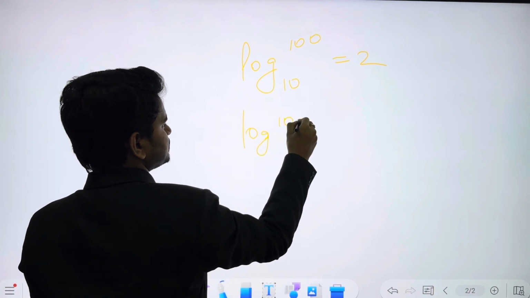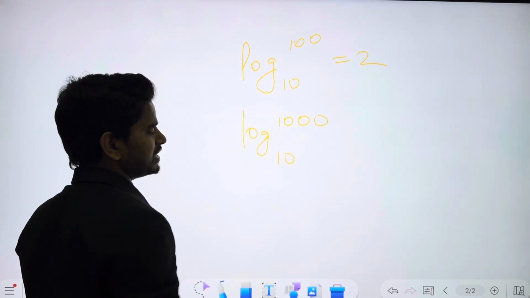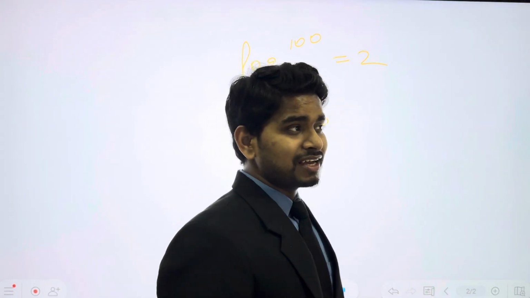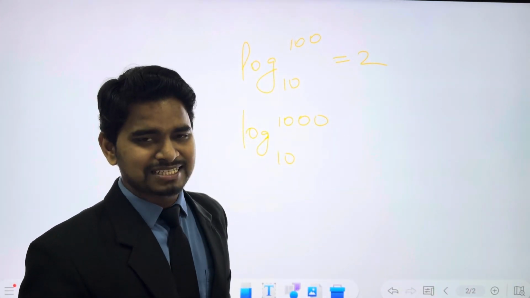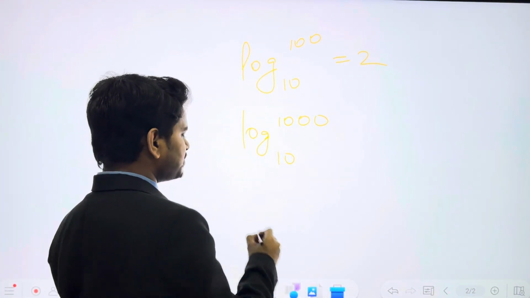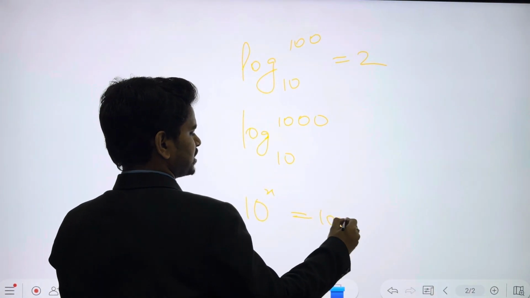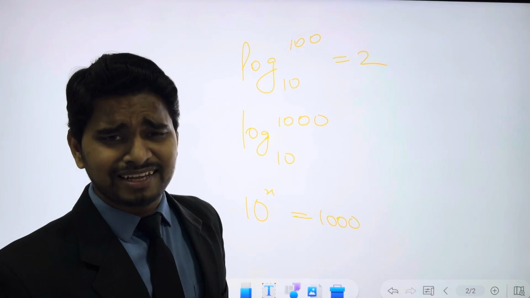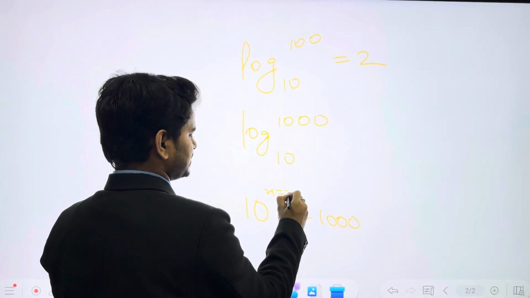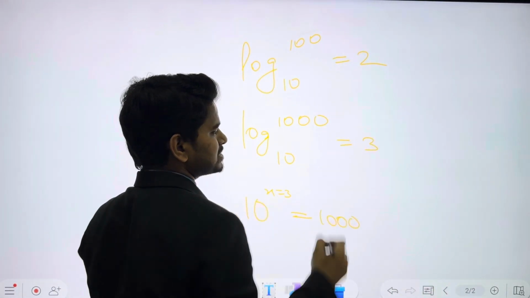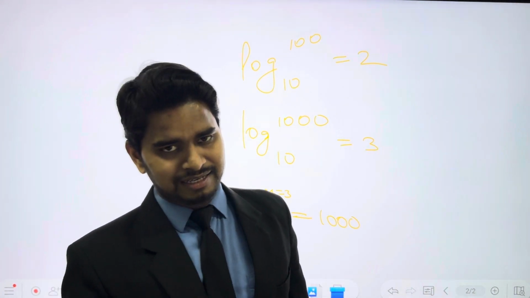Log 1000 base 10. What is the value? Some of you might think 100, but obviously 100 is the wrong answer. We have to give a power to the 10 to reach 1000. And we understand the value is 3. So x value is 3. So this value is 3. That's more or less log, guys.